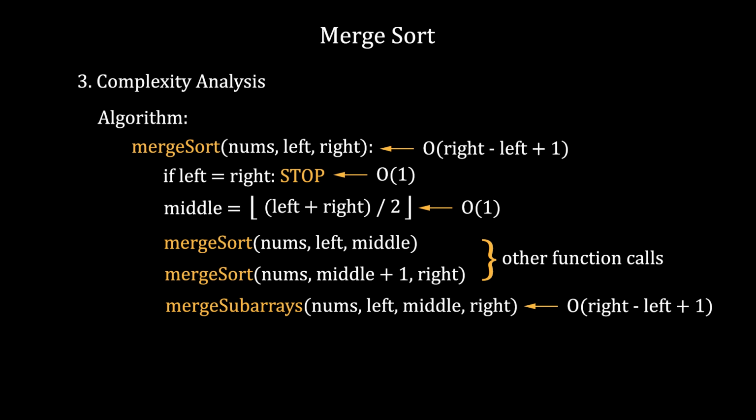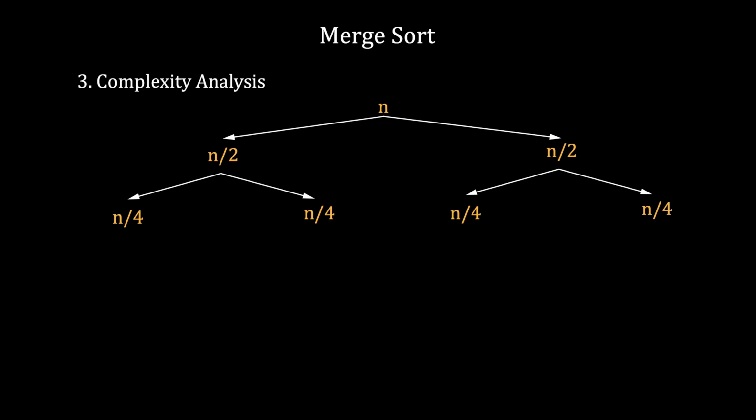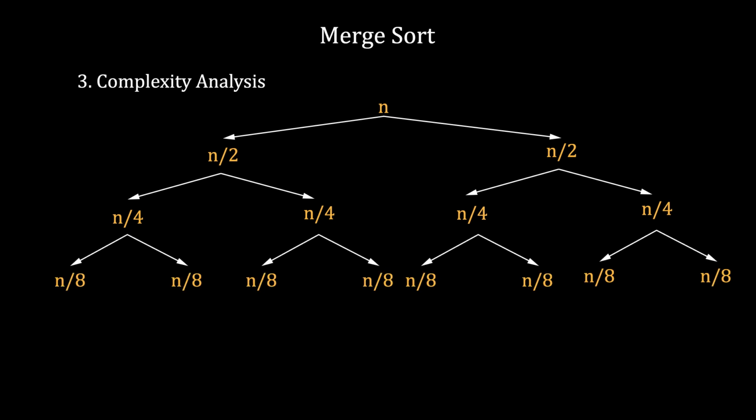So what we care about is what function calls we perform, and more specifically, the lengths of the subarrays that this function is called upon. The original call is merge sort on the whole array, so on a subarray of length n. Then we call the merge sort on two subarrays of both length n divided by 2. Then from both of these calls, we call the function two more times on subarrays of length n divided by 4. Then for each of these 4 calls, we call the function two more times on subarrays of length n divided by 8, and so on and so forth.